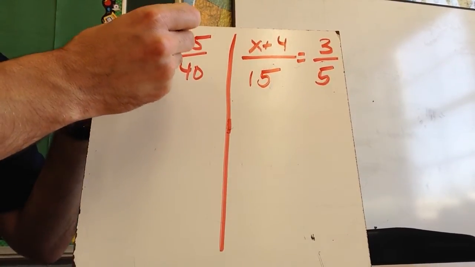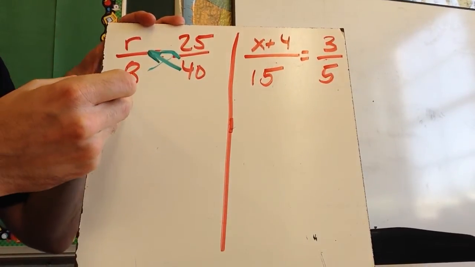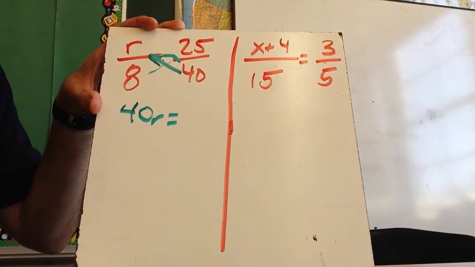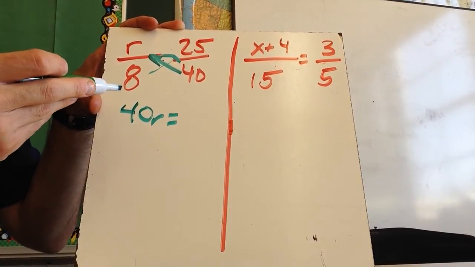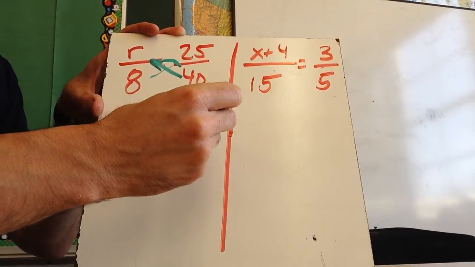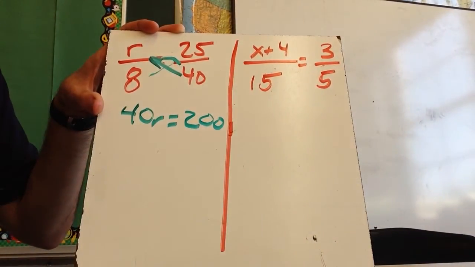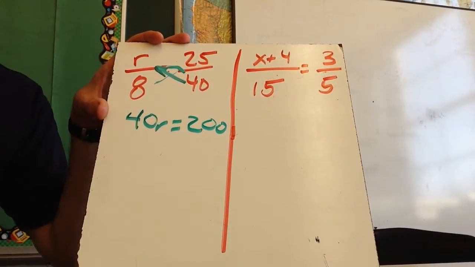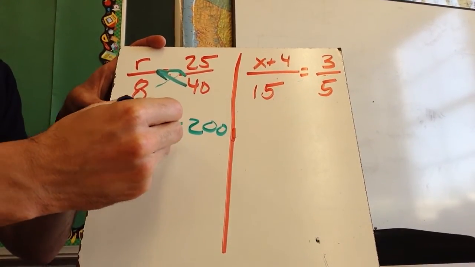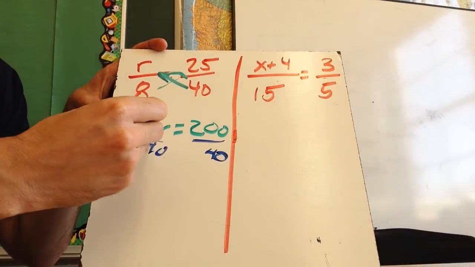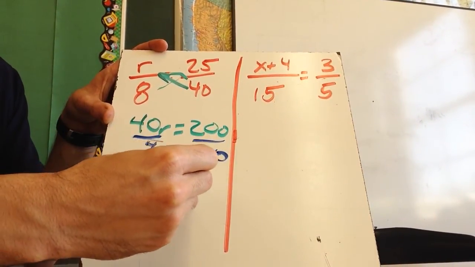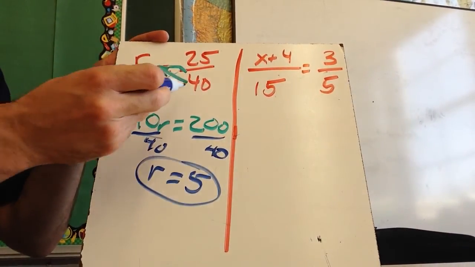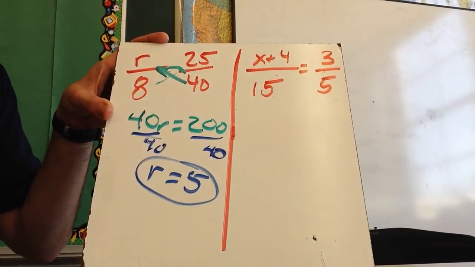So for this first one, we are going to cross multiply, and so you should get 40r equals 200. I'm then going to divide by 40. Let's use a different color here. Divide by 40. And you should get r equals 5. You then substitute 5 in there and make sure that it works. 8 times 5 is 40. 5 times 5 is 25.